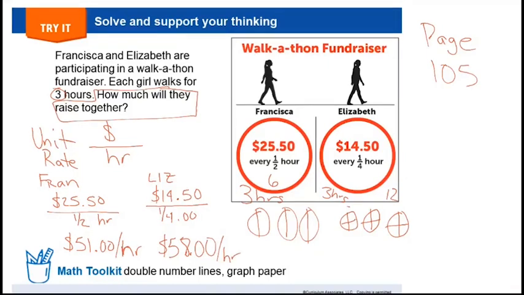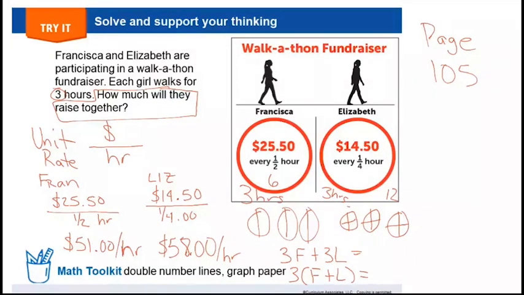Once I have these two numbers, there are still two different ways that I can solve this problem. I could multiply Fran's number times 3, and then multiply Elizabeth's number times 3, and then add them up. So I can go 3 times Fran plus 3 times Elizabeth, and that would give me my total. Or I can add them both up and take that answer and multiply it by 3. So I could take Fran's number plus Elizabeth's number, add them up, and when I'm all done adding, multiply it by 3. So again, there are multiple ways that I can come up with the final answer. I'm going to do it the last way.